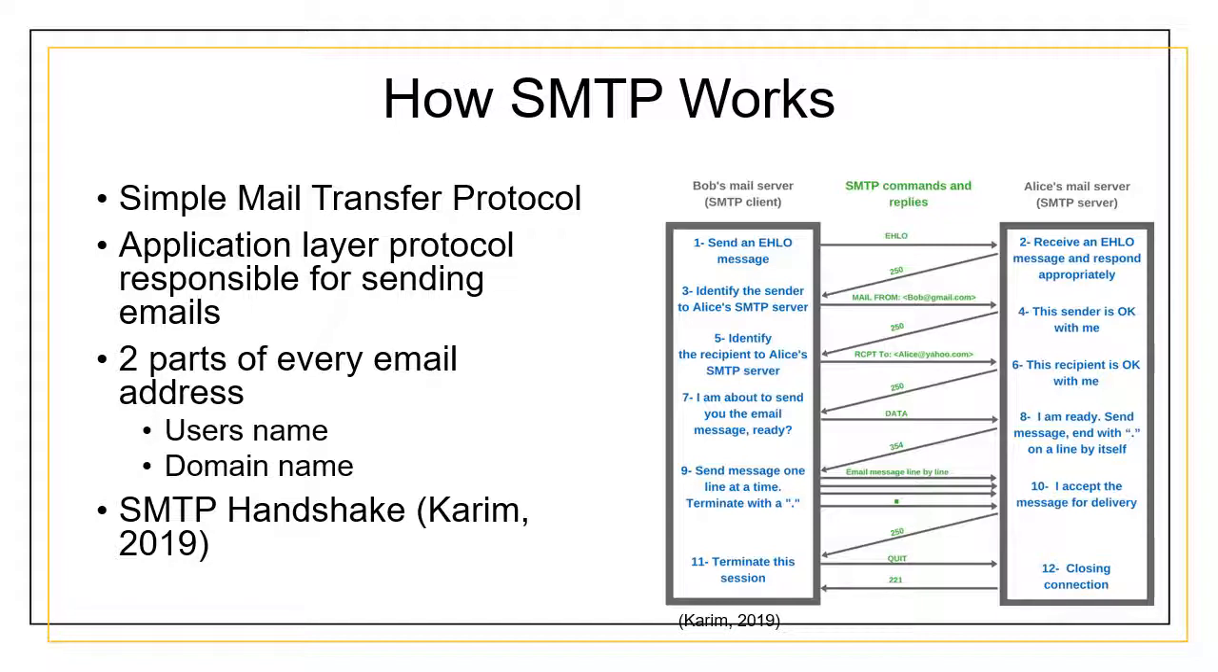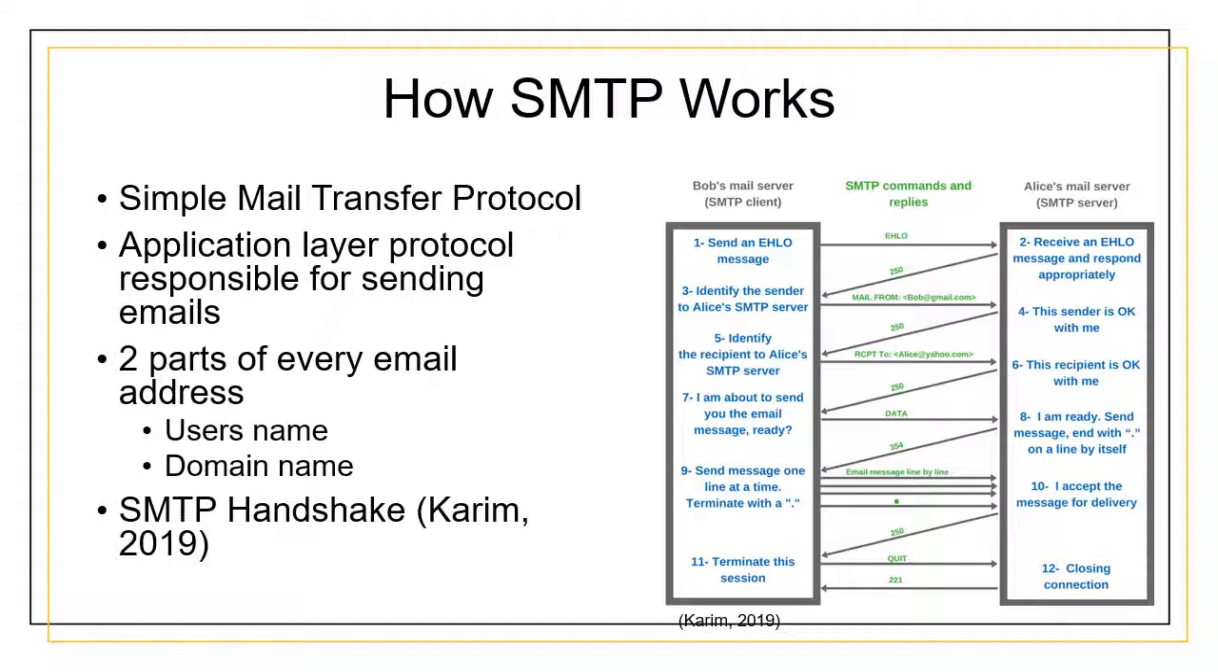The client will send a mail from command with the information about the user attempting to send this message. In this example, it would be mail from bob@abc.com. Again, Alice's server will respond with a 250 code if all has gone as planned so far.